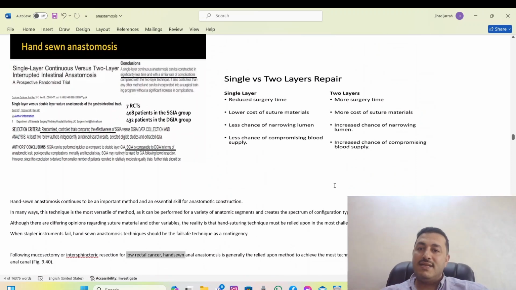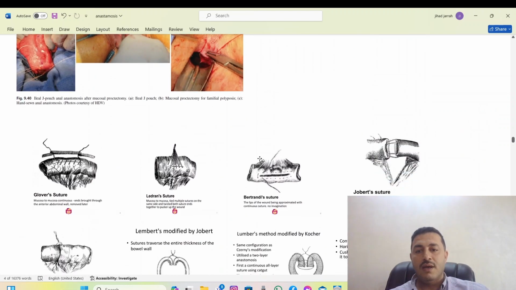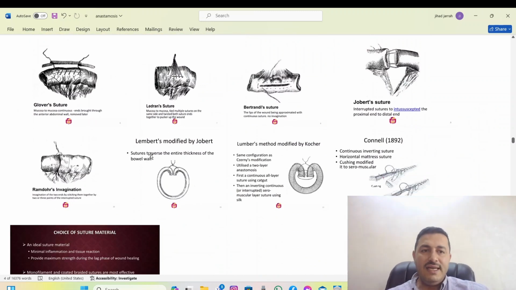This is actually hand sewn anastomosis, and they recommend single layer continuous over two layer. Single versus two layer: single layer has reduced surgery time, lower cost, less chance of narrowing of the lumen, less chance of compromising blood supply. These are different techniques. One of them you can see here, telescoping. These are old-fashioned telescoping of one segment into another, called Jobert suture.